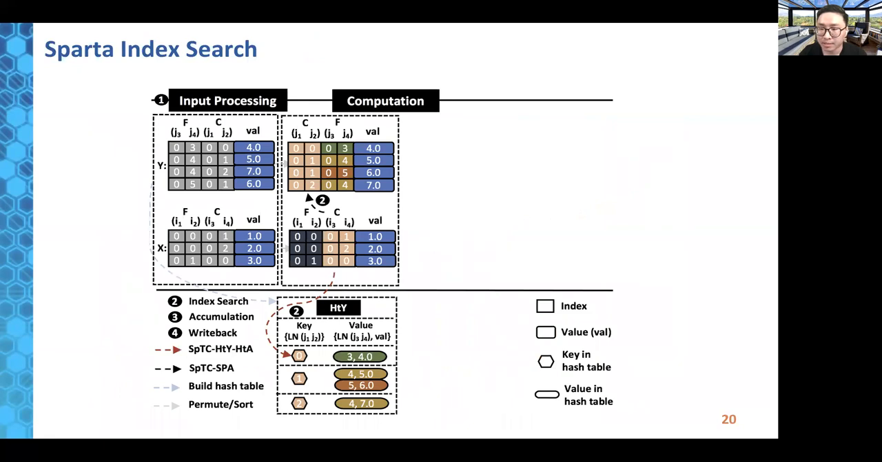In the input processing stage, Sparta does not permute or sort the second input tensor Y as the previous approach does. Instead, Sparta converts the second tensor to the hash table-based representation. In the index search stage, we first convert the contraction mode in the first tensor to the unique key, and then search the corresponding value in the second tensor hash table, namely HTY.